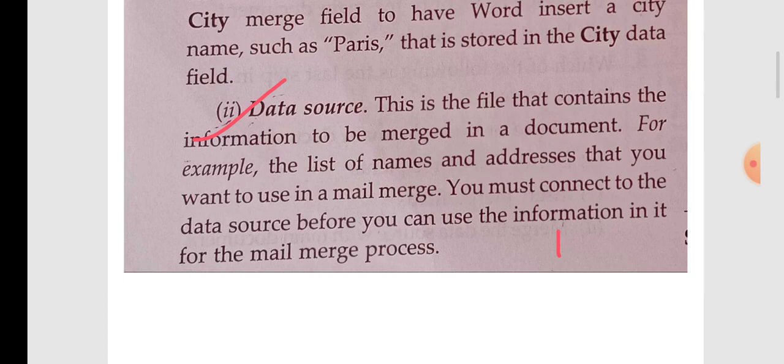So generally, we make a data source in an MS Excel sheet in which different persons' names and information related to their address are given, and we correlate that information to our main document to send the same content to different persons or at different addresses. So second is data source. Basically, a data source is a file, and that file contains the information to be merged in a document.